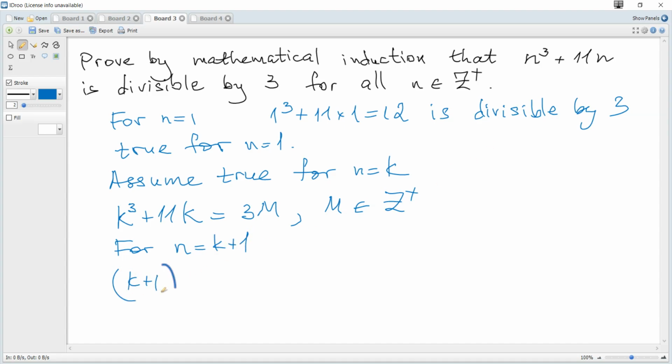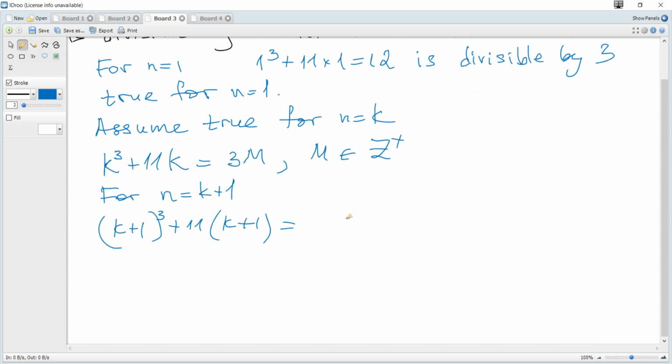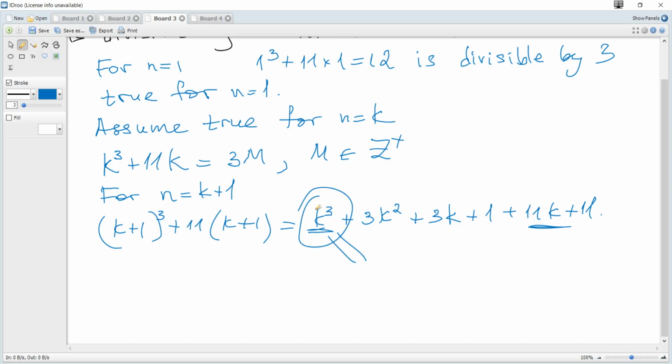k plus 1 cubed plus 11 times k plus 1, and we need to show that it's also divisible by 3. Let's expand it firstly, and it becomes just binomial expansion. It's k cubed plus 3k squared times 1 plus 3k times 1 squared plus 1 cubed plus 11k plus 11. And as usual, we use this, and you can see that k cubed plus 11k is 3m. Or you may just write that k cubed is 3m minus 11k, then 11k just cancels.